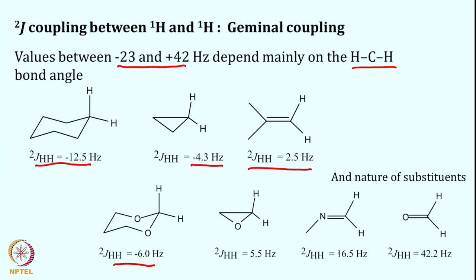Similarly, one can look here, the proton-proton coupling between these two changed by almost 14 hertz, and this is because this carbon was replaced by nitrogen, and the nature of the substituent is affecting the coupling strength. So in this case again, if N was replaced by oxygen, you can see this coupling has increased and now it has become 42.2 hertz. So the bond angle, the hybridization, and the substituents are changing the strength of the coupling. That is what we understood here.